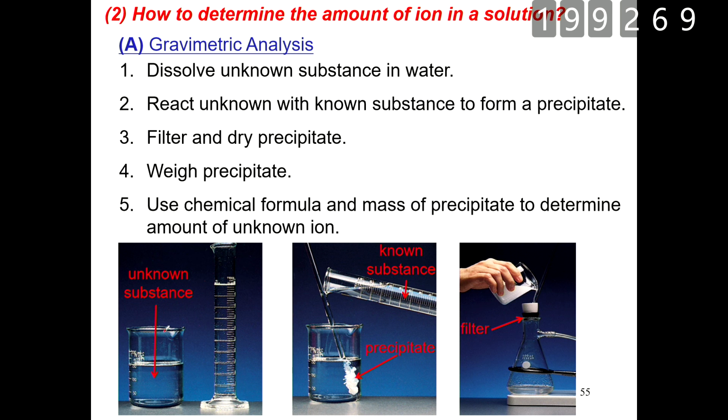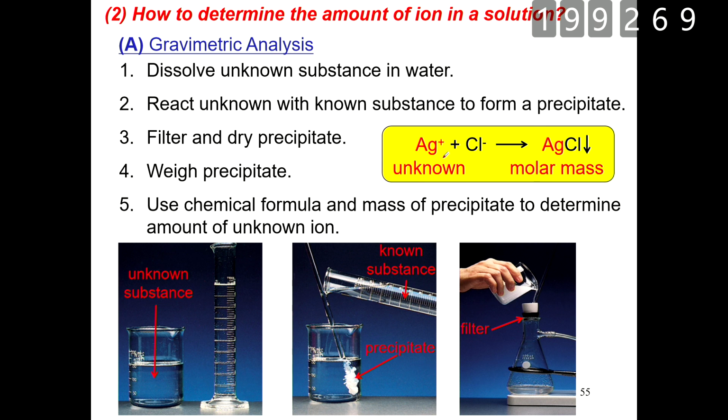For example, we just dissolve the unknown substance in the solution, and then we add a known substance. We get the precipitate of the unknown substance, and then we can weigh the precipitate, and then do calculations to determine the amount of unknown iron.